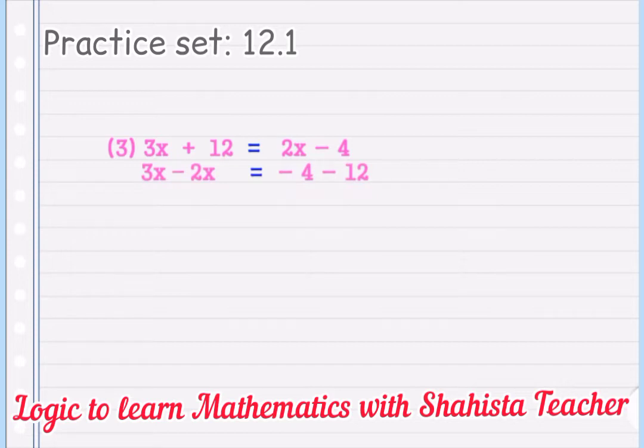So 3x minus 2x is 1x. Now here minus minus becomes plus. So 12 plus 4 becomes 16. So we will write here -16.